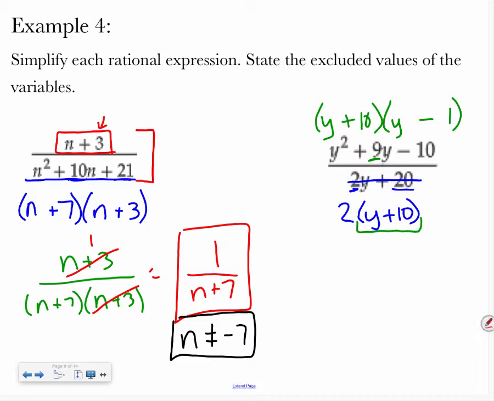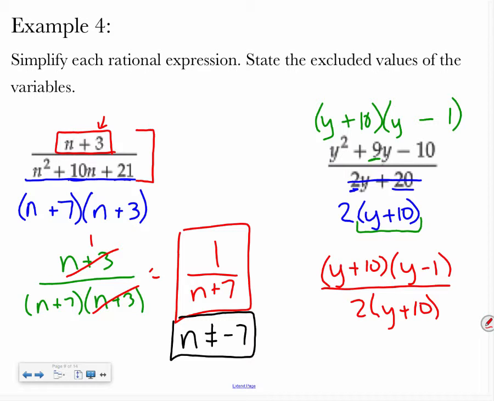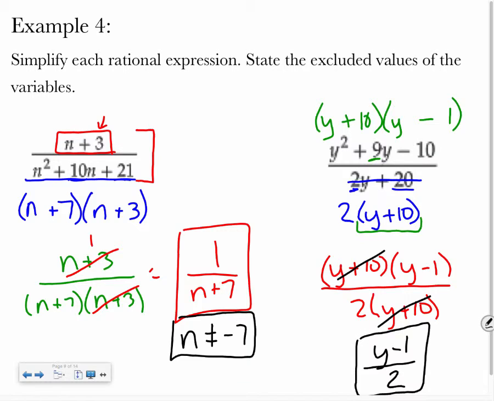I'm going to rewrite this so that it's a bit clearer. Alright, so that's what it looks like so far. Am I done with it? Not quite, because I have a y plus 10 both in the numerator and the denominator. So I can cross those out, and I am left with y minus 1 over 2. Now, that is as simplified as my answer can be, and I want to look for excluded values.